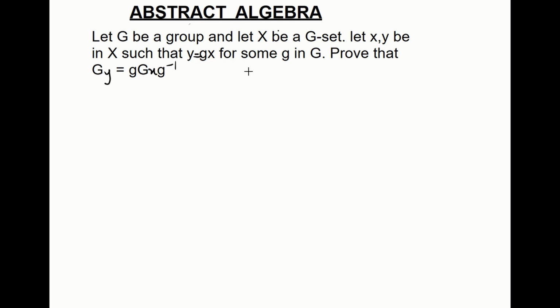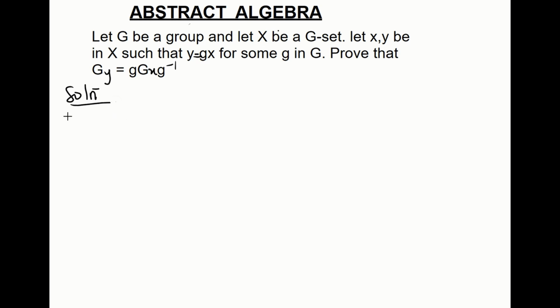Let G be a group and let X be a G-set. Let x and y be in X such that y equals g·x for some g in the group G. Prove that the stabilizer of y, which is G_y, is equal to g G_x g inverse. Let's see how we can unpack this question and give it a fruitful solution.